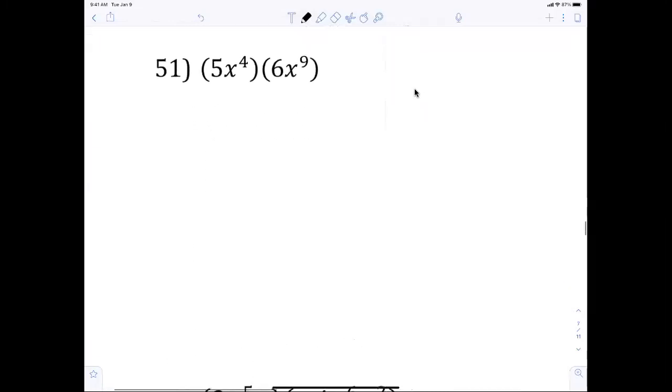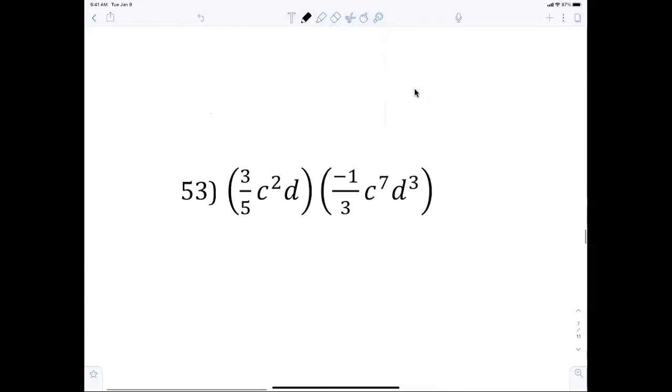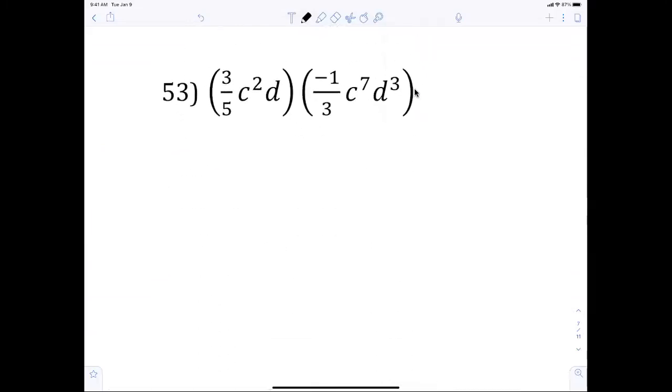51. Okay, now we're just reviewing a little bit. 5 times 6, 30. X to the 13th. Good. Just to review now. 53. Negative. Now, the 3 here cancels with the 3 here, right? So it's negative 1/5. Now you add exponents. C to the 9th, C to the 4th, D to the 4th.